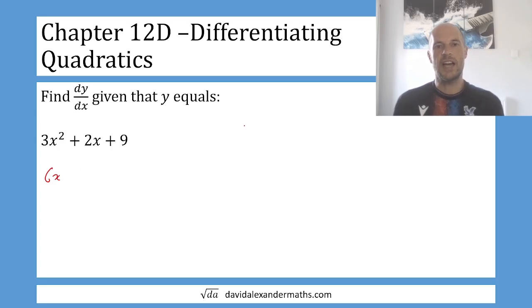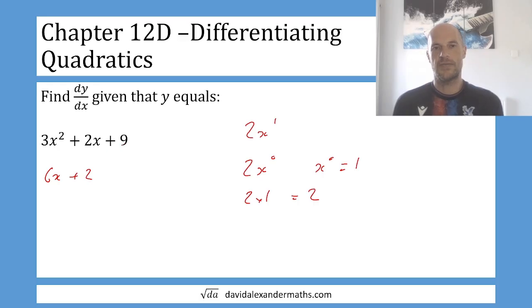Now 2x, remember 2x is 2x to the power of 1, so that's 1 times 2, which is 2, and x to the power of 0. But anything to the power of 0 is 1, so that is 2 times 1, which is 2. So this is just 6x plus 2. You'll get into the habit of just knowing that the derivative of 2x, or any number of x, is just the number itself, so that we lose the x.